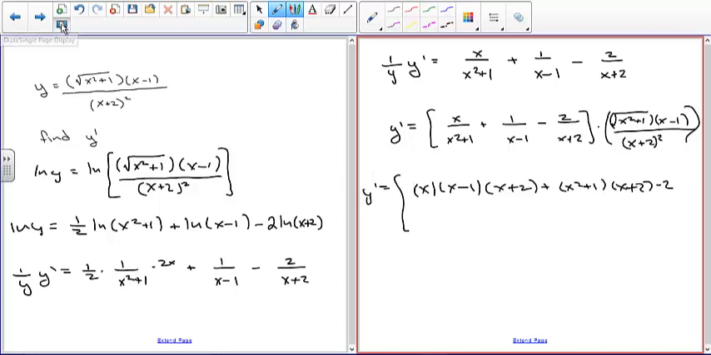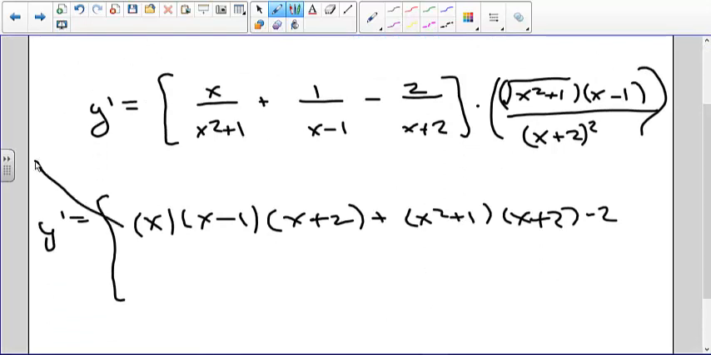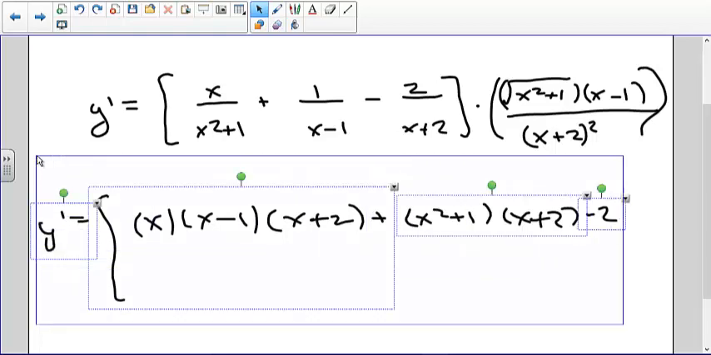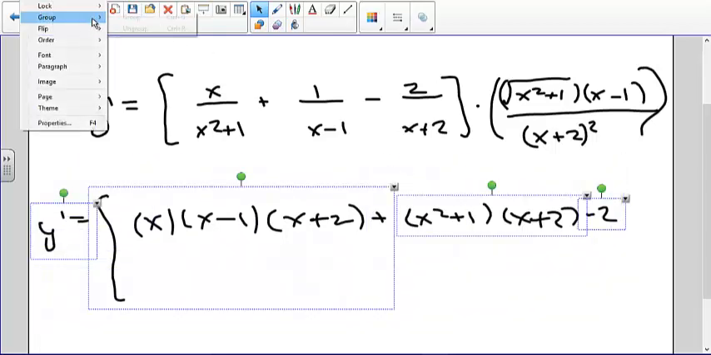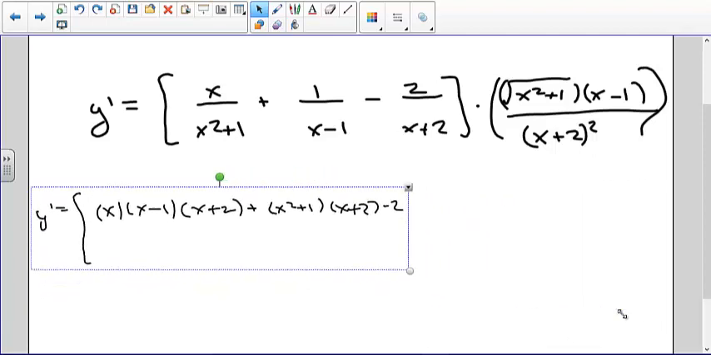Let me put it on one page and shrink it up a little bit. Oh, that's not what I want to do. There we go.